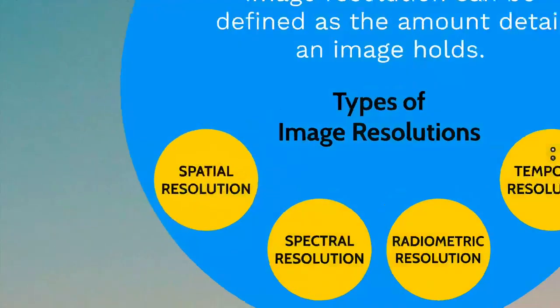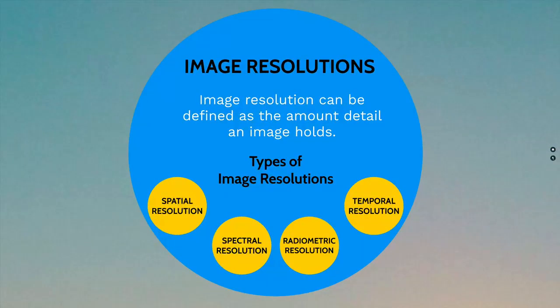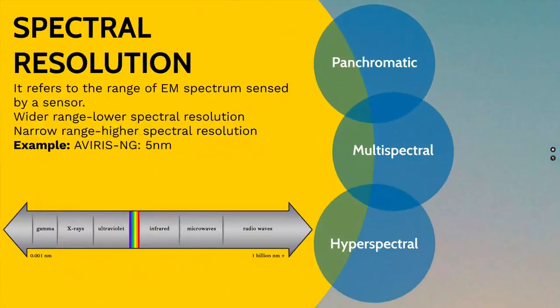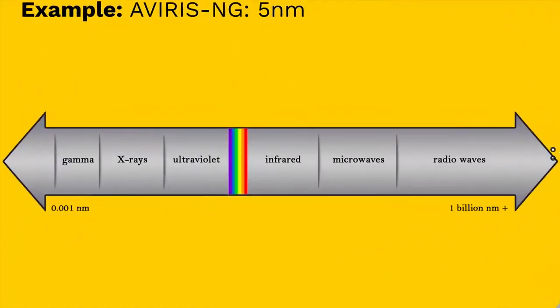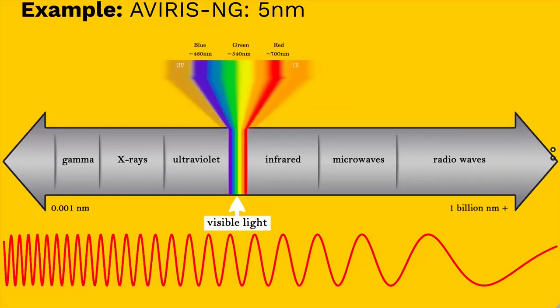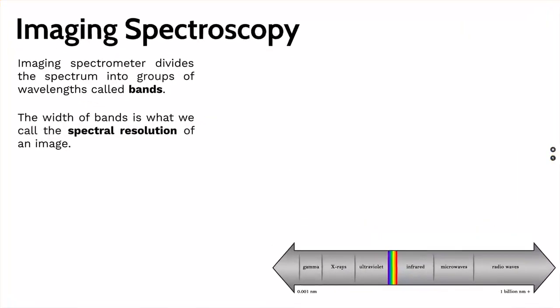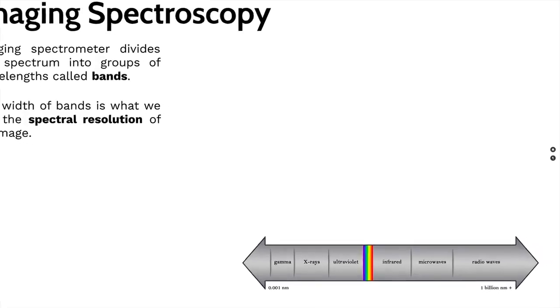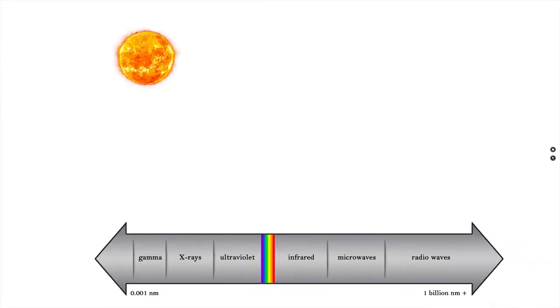Now, let's move to the next type of image resolution, that is spectral resolution. We have learned about the electromagnetic spectrum in the previous lectures. First, let's take a quick revision from there. We know that spectral relates to the electromagnetic spectrum, which includes light that is both visible and invisible to human eyes. Now, this is the electromagnetic spectrum, which is composed of thousands of wavelengths of energy.